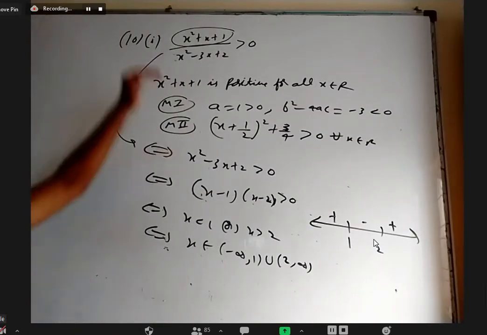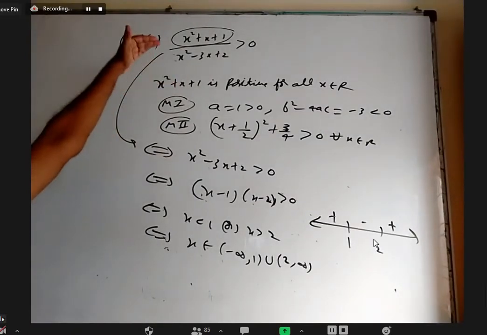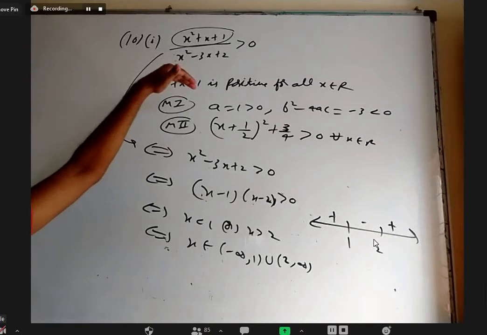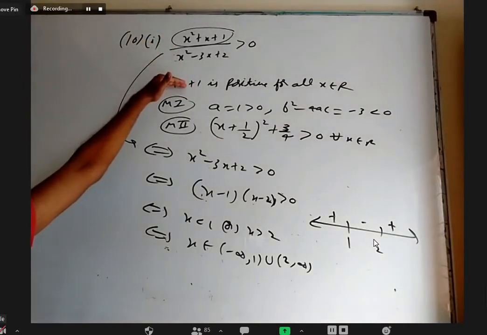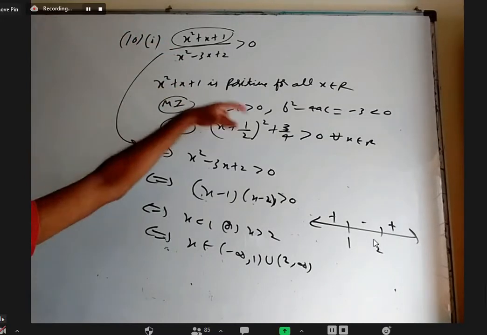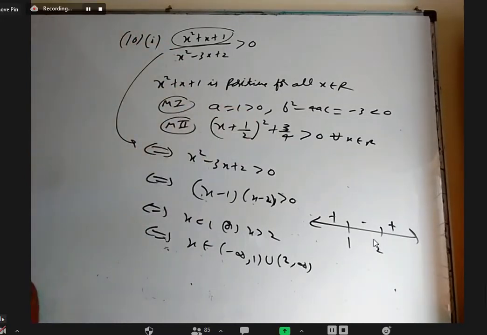Rather than that, if you want a ratio to be positive, numerator should be positive and denominator should be positive, or numerator should be negative and denominator should be negative. But numerator is already always positive. I'm able to recognize that. If numerator is always positive, denominator also should be positive, then only ratio will be positive. Is it all right? Yes, sir. But sending denominator to RHS will be wrong.